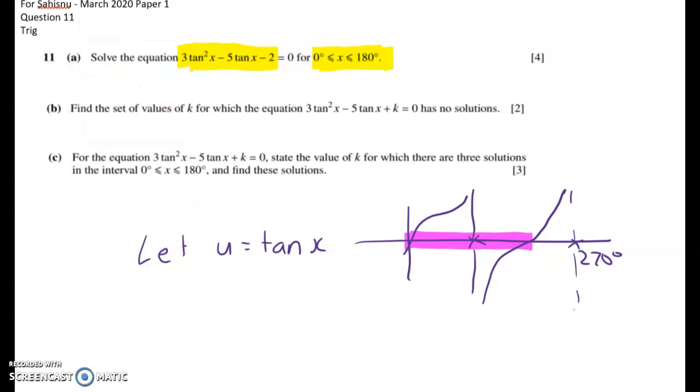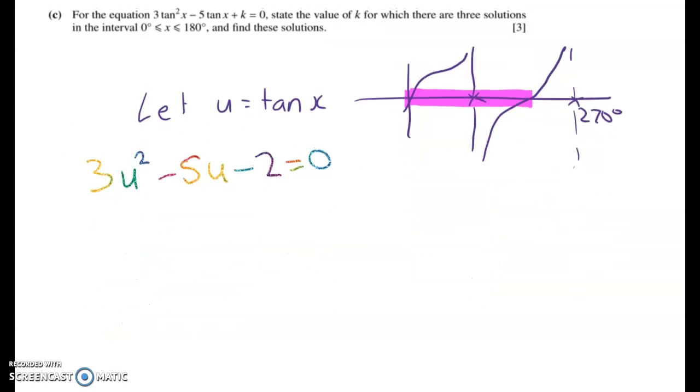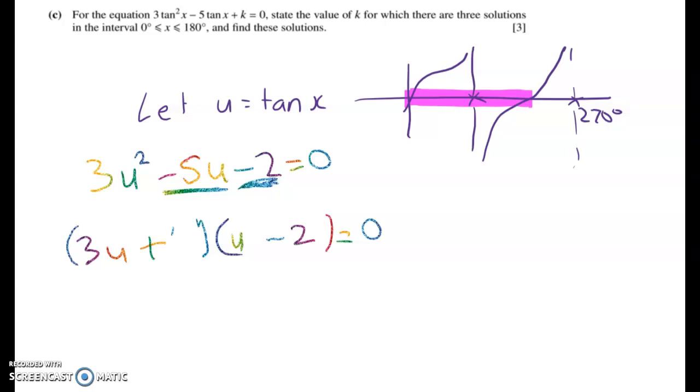Okay, so my quadratic turns into this, 3u squared minus 5u minus 2 equals 0. Now the 3 and the 2 are primes, so I can factorise this one pretty easily. So I get 3u here and u here. We want two numbers that times together to give me negative 2, and end up giving me minus 5u in the middle. So let's try minus 2 here and plus 1 here. Right, so that works. So we get u equals negative a third, or u is equal to 2.